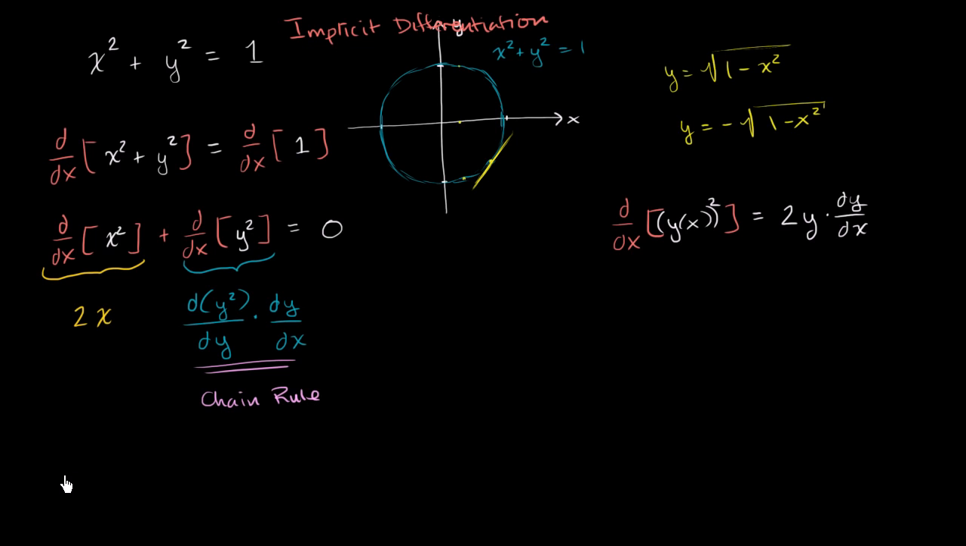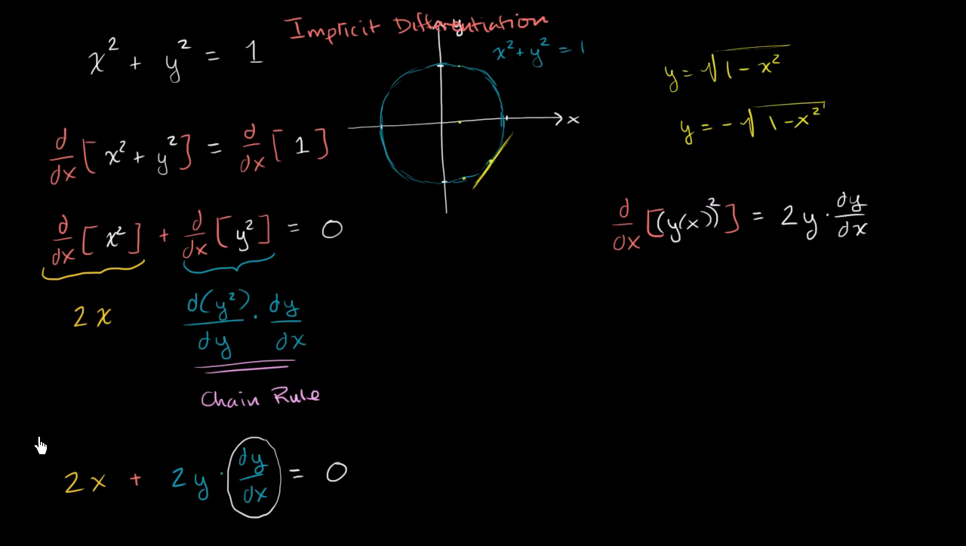So let's just write this down over here. So what we have is 2x plus the derivative of something squared with respect to that something, which is 2 times the something. In this case, the something is y, so 2 times y. And then times the derivative of y with respect to x. And this is all going to be equal to 0. Now that was interesting. Now we have an equation that has the derivative of y with respect to x in it. And this is what we essentially want to solve for. This is the slope of the tangent line at any point. So all we have to do at this point is solve for the derivative of y with respect to x. Solve this equation.